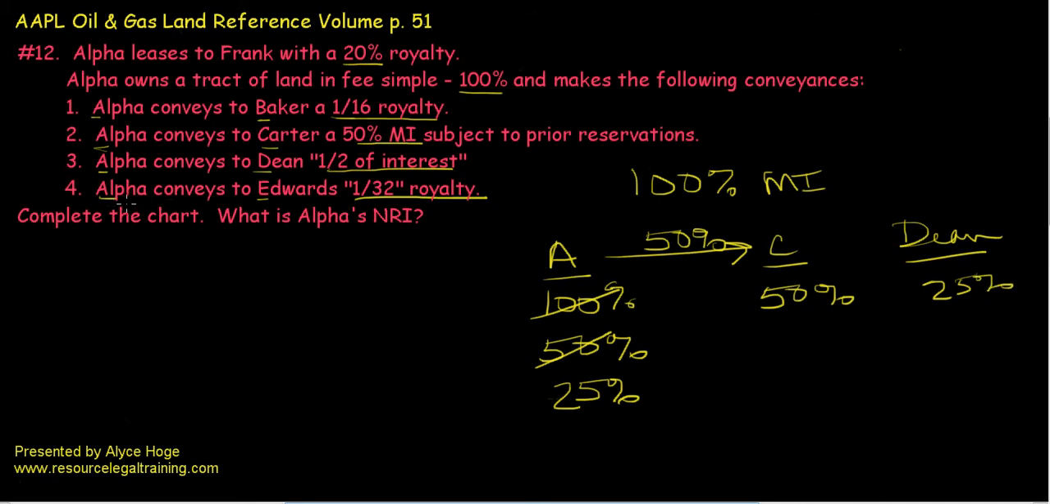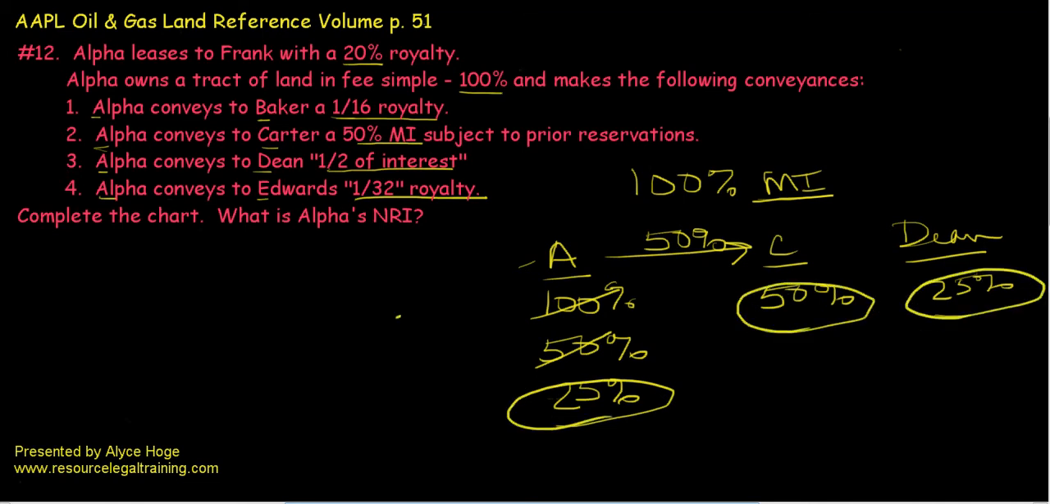And the next one is Alpha conveys to Edwards a 1/32 royalty. That's not going to have any impact on the mineral interest. It's just a conveyance of a royalty interest. So what we end up with is A has 25%, C has 50%, and Dean has the remaining 25%.